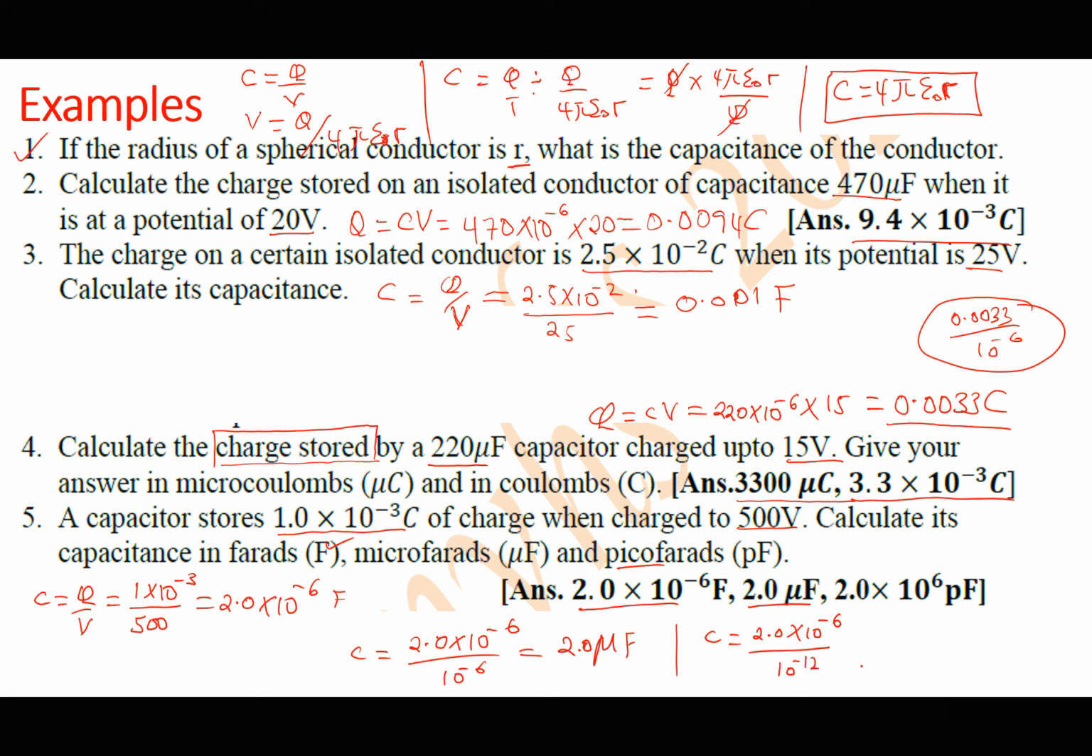So when I divide this, 2 exponent minus 6 by 10 exponent minus 12, this is giving me 2.0 times 10 to the power of 6 picofarads. Pico is a small letter p. So this is picofarads. Okay, I think those are insightful examples. They are not really very hard. They are simple examples.